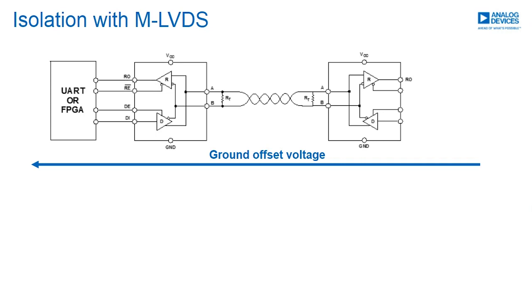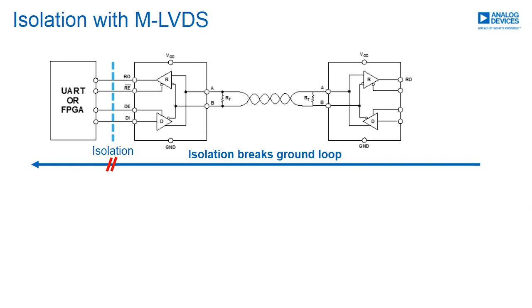So by adding an isolation barrier between the transceiver and, say, the processor or UART, this isolation breaks the ground loop between the two earth references and essentially prevents damage and disruption of communication.